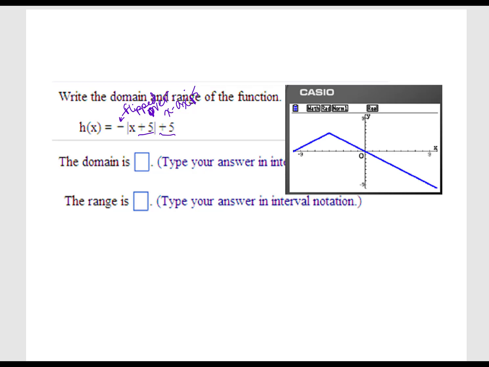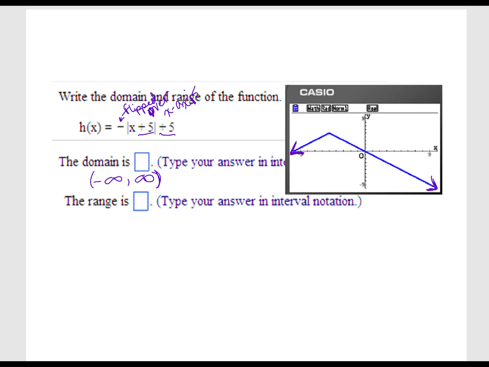Okay, the domain is all the possible x's, right? So remember, this keeps going on and on and on, downward but moving towards the right, and this came from the left, and so domain would be negative infinity to positive infinity.